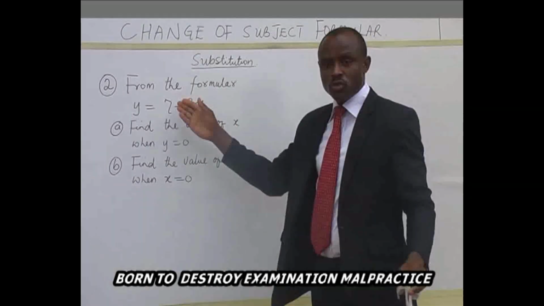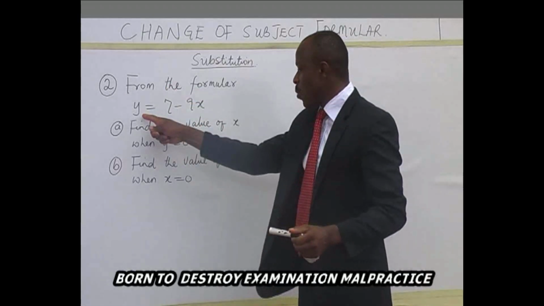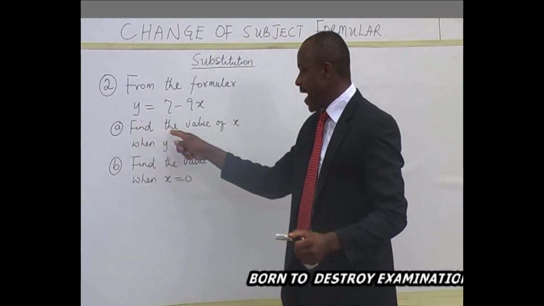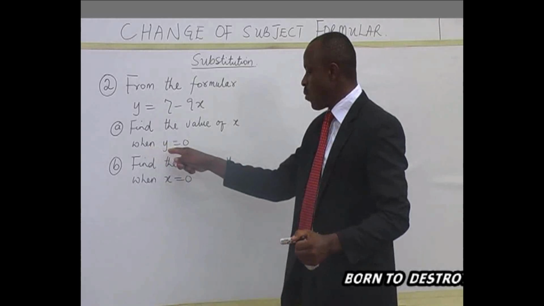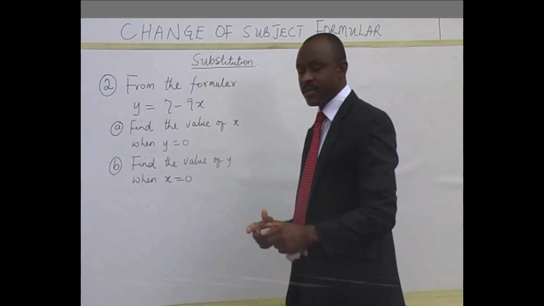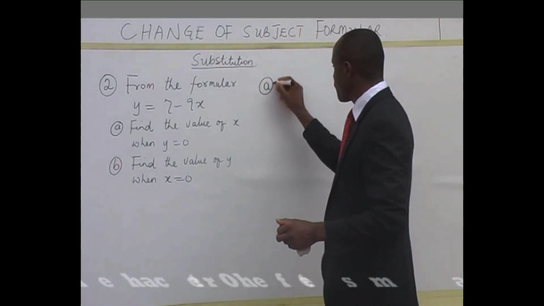This is question number 2 on substitution. It says from the formula, y is equal to 7 minus 9x. A, find the value of x when y is 0. B, find the value of y when x is 0. Let's take A first. Question number A.